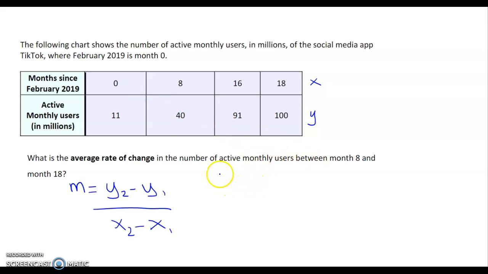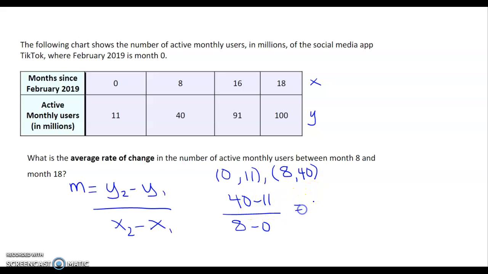So I'm just going to choose those first 2 points and we'll write them as ordered pairs. So we have (0, 11) and then (8, 40), and then we'll substitute them in. So we'll do 40 minus 11, so y2 minus y1 over 8 minus 0. So 40 minus 11, we're going to get 29 over 8.